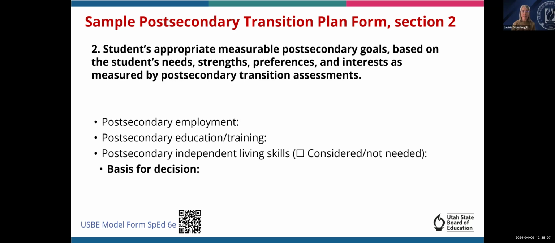And then where it says basis of decision, what that means is we've added this in the state to ask the question of IEP teams: if you're going to check the box where it says considered not needed, what are you basing that on? Is that just your opinion? You just don't want to write an independent living goal? You just don't think they need one?